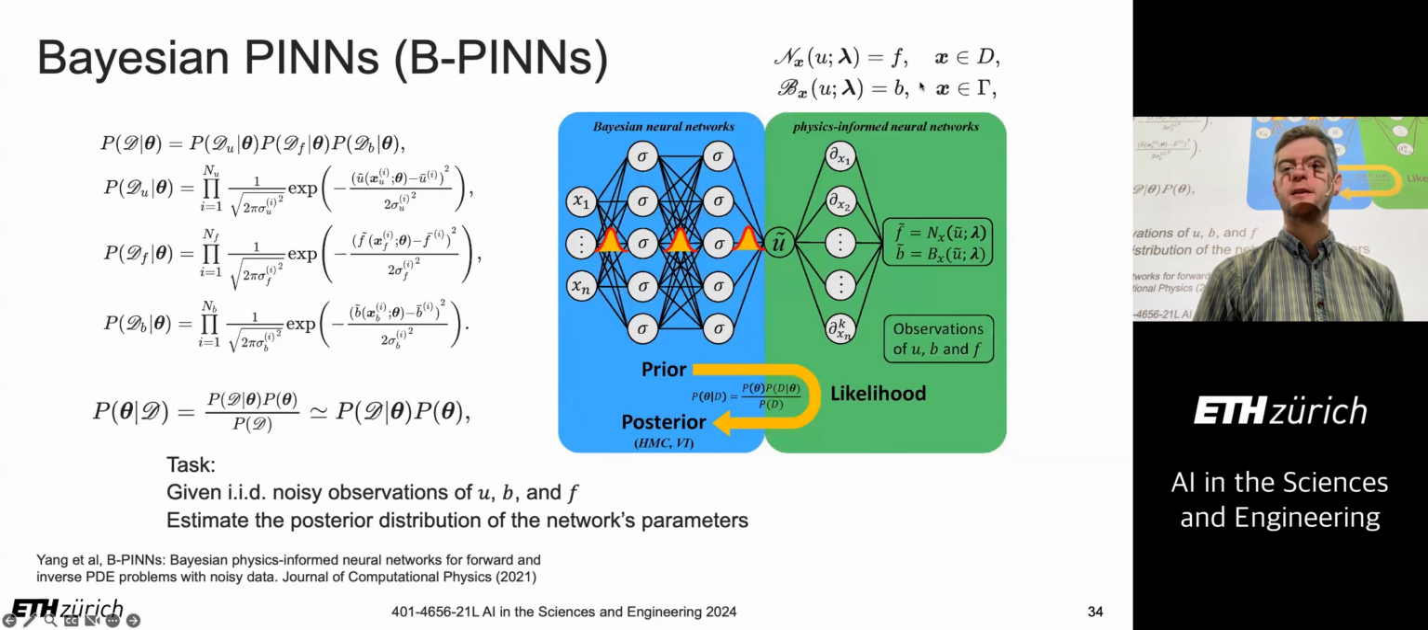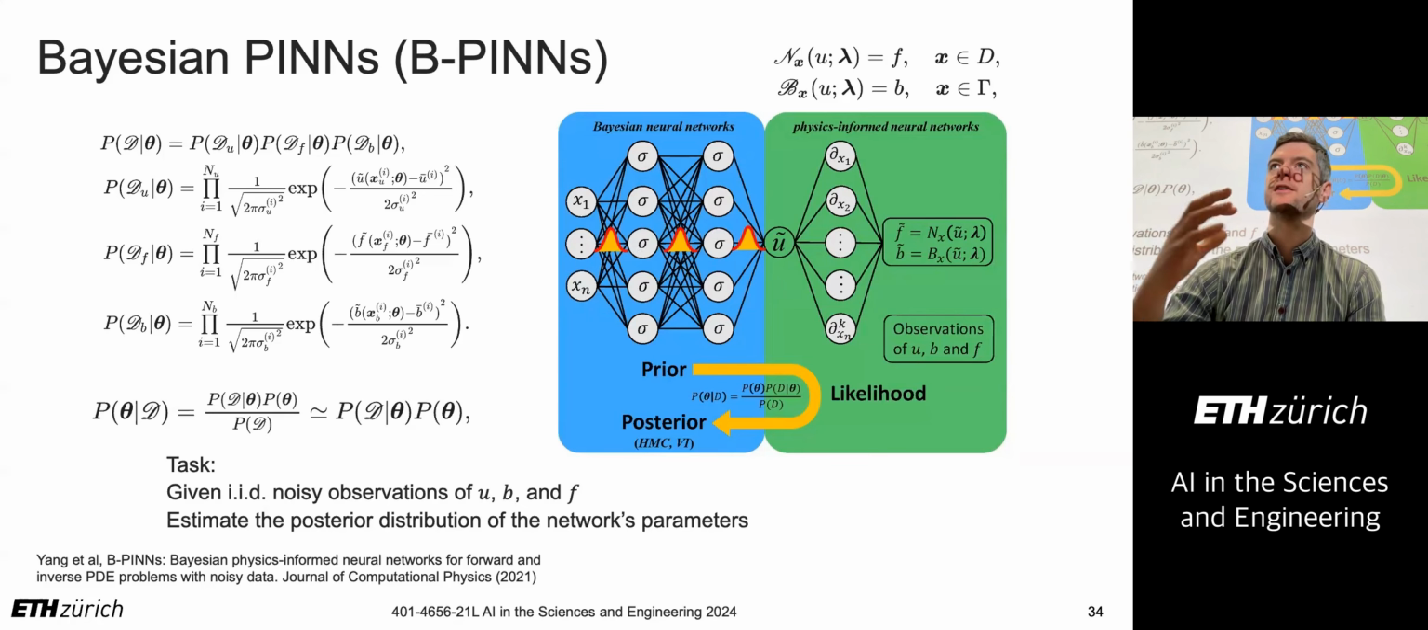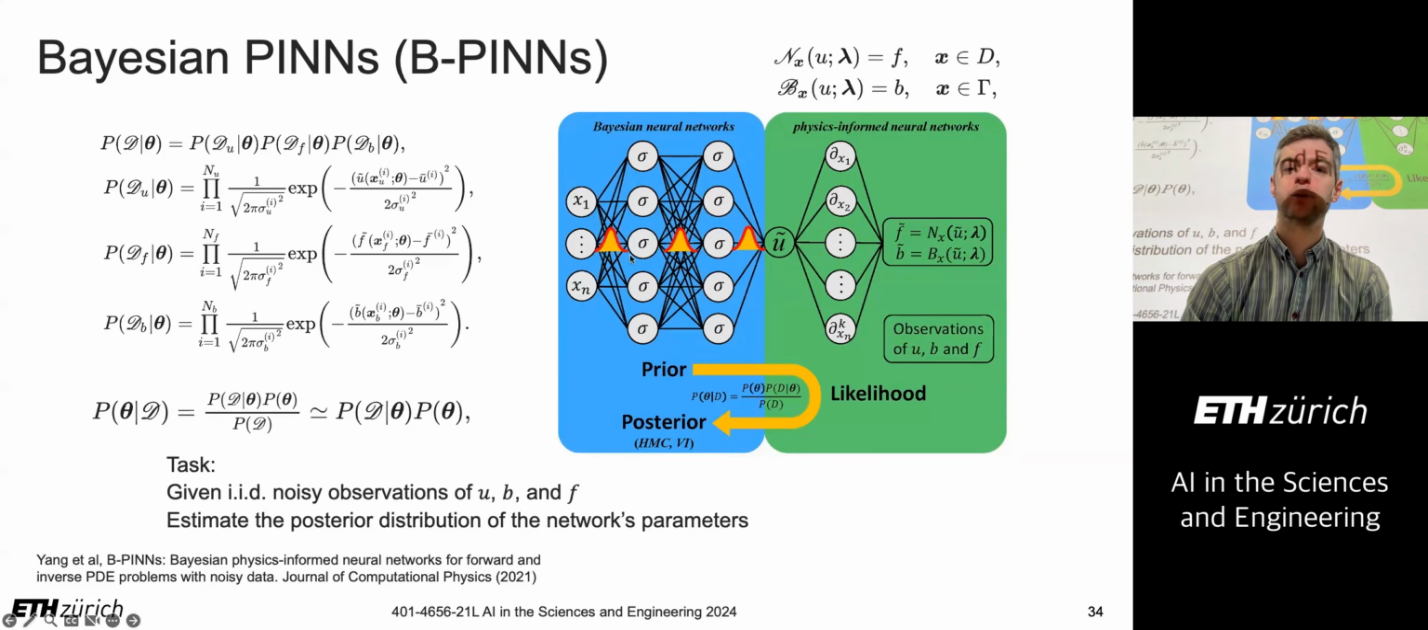So given noisy values of F and B, so this is values of our boundary and values of this forcing function in the differential equation, and maybe some noisy values of the solution itself, can we fit a neural network to model the solution? But not just a neural network, can we fit a Bayesian neural network to the solution? So how is a Bayesian neural network different? The difference is that instead of having single values for the weights, we assume that the weights are actually drawn from some prior distribution. Typically, we assume that they're drawn from a Gaussian distribution.